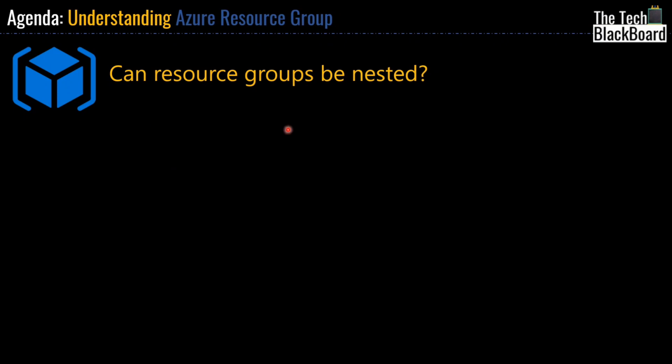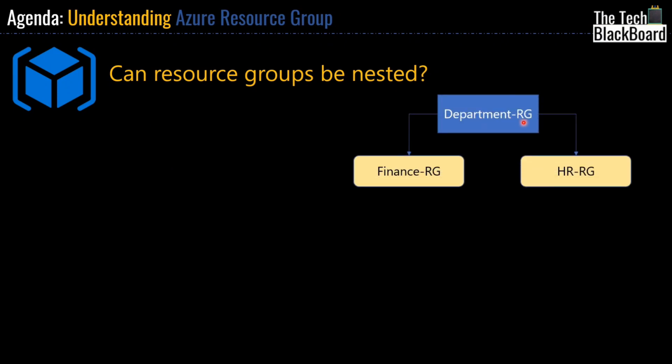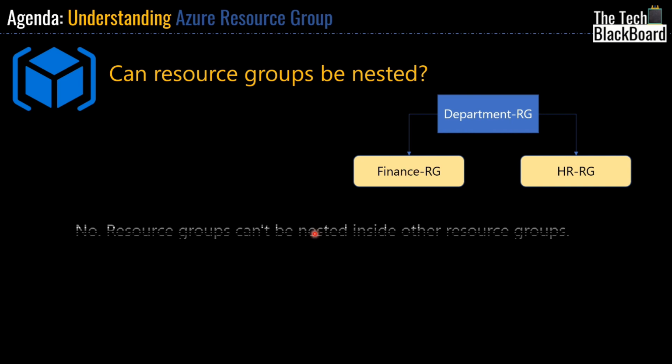Now let's understand, can resource groups be nested? What I mean is, let's suppose you have a resource group called department. And inside that department resource group, can you create other nested resource groups? For example, finance resource group or HR resource group. Is that possible? The quick answer for this question is no. Resource groups cannot be nested inside other resource groups.